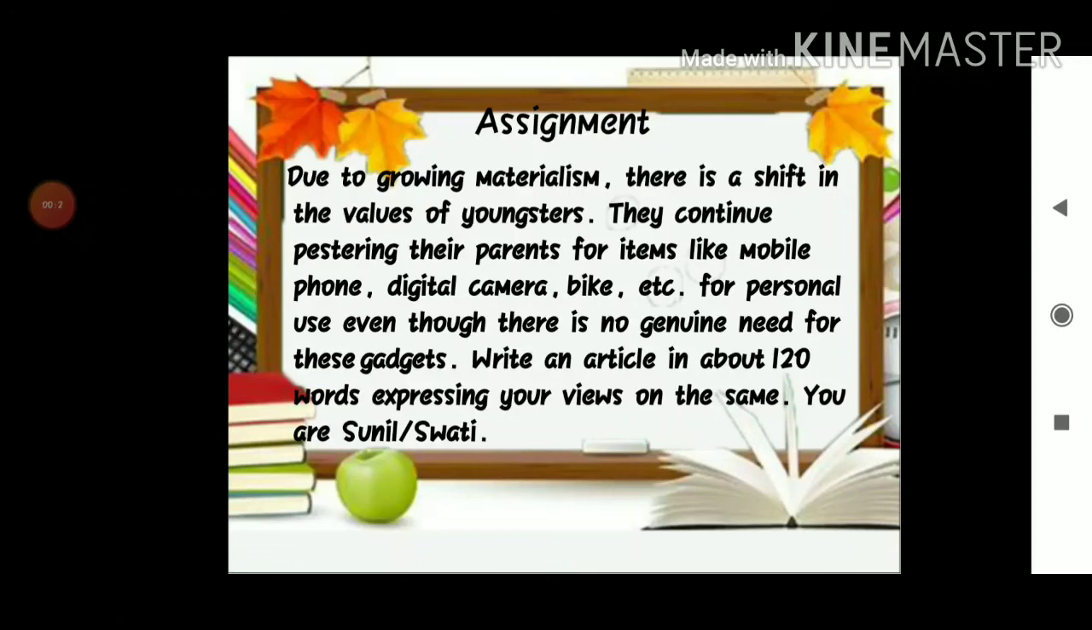Now I am giving one assignment. Due to growing materialism, there is a shift in the values of youngsters. They continue pestering their parents for items like mobile phones, digital cameras, bikes, etc. for personal use, even though there is no genuine need for these gadgets. Write an article in about 120 words expressing your views. Now this is the assignment given to y'all. I would like y'all to come with your value points tomorrow during class time. We are going to discuss the points and build up an article on this assignment which I have given to you.